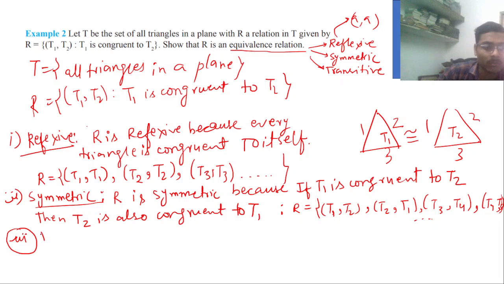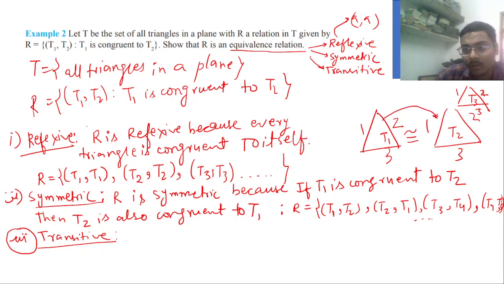Now we have to prove transitive. For a relation to be transitive, there must be three triangles. So I'm again considering T1, T2 and another triangle here with sides 1, 2 and 3 and naming it T3. So if this triangle is congruent to this and this triangle is congruent to this, then the third triangle is also congruent to this. So that's why this relation is transitive.